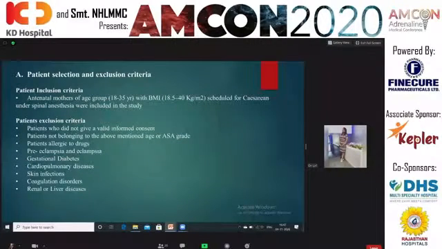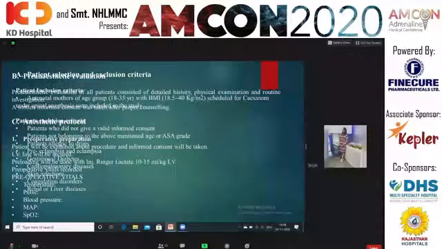The patient selection and exclusion criteria. Antenatal mothers of age group 18 to 35 years with BMI 18.5 to 40 kilogram per meter square, scheduled for cesarean section under spinal anesthesia, were included in the study. Patients were excluded from the study if they did not give valid consent, had allergy to study drugs, eclampsia, gestational diabetes, cardiopulmonary disease, skin disease, coagulation disorder, and renal or liver disease.